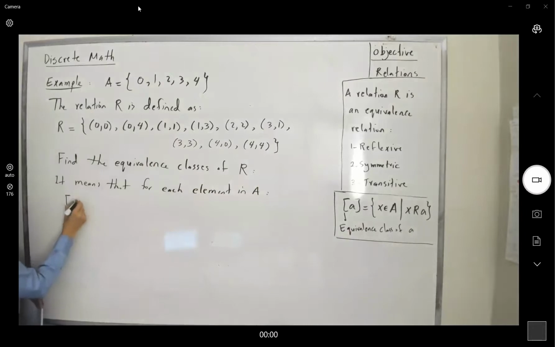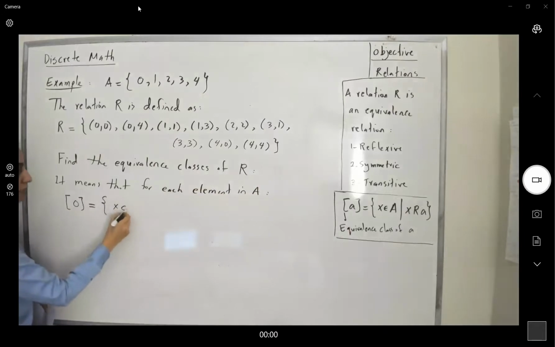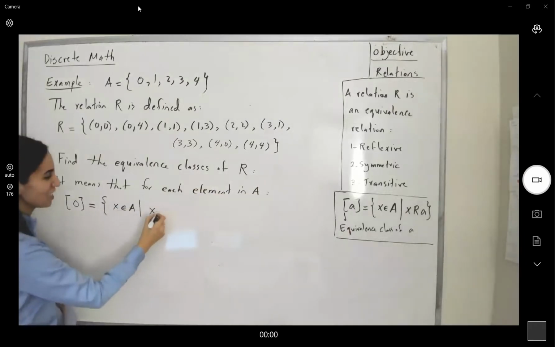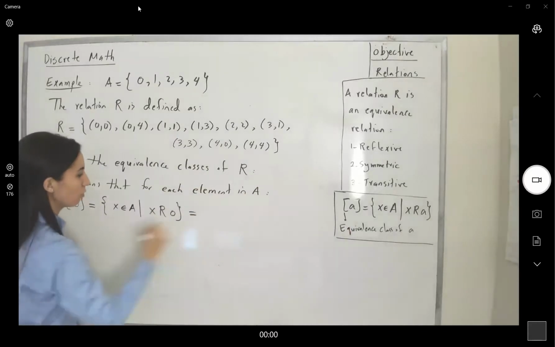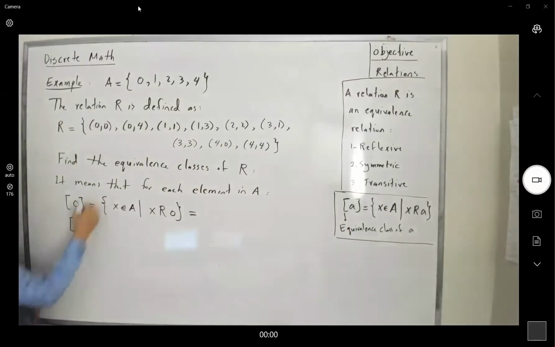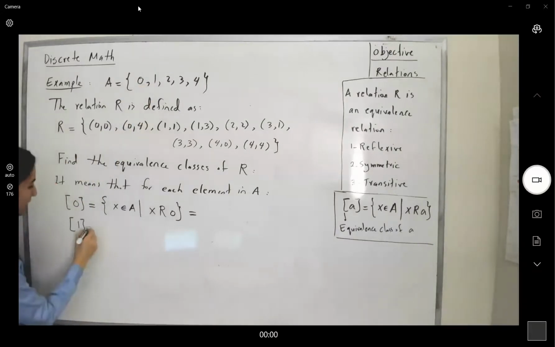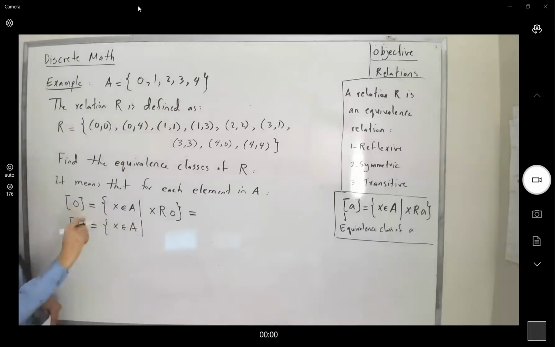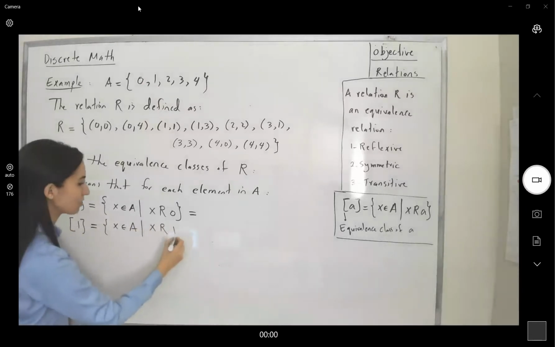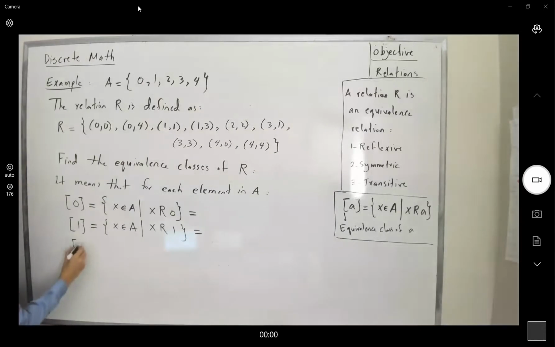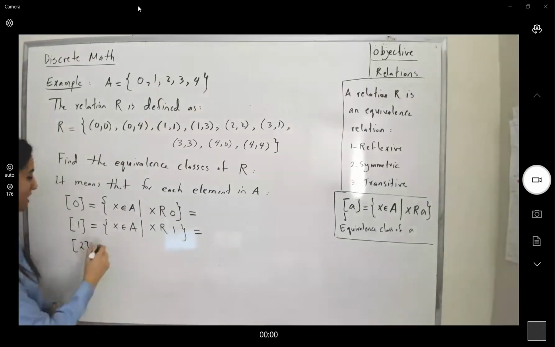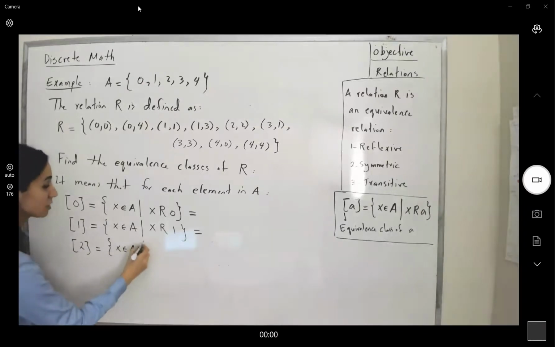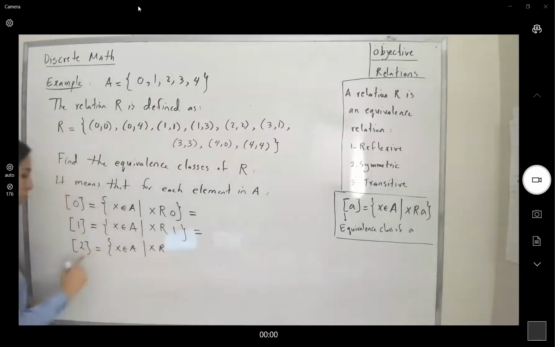The first element is 0. What is the equivalence class of 0? What's the set of all elements in A such that x is in relation with 0? What's the equivalence class of 1? The second member of A is 1. What is the set of all elements in A such that x is in relation with 1? What's the equivalence class of 2? What is the set of all elements in A such that x is in relation with 2?